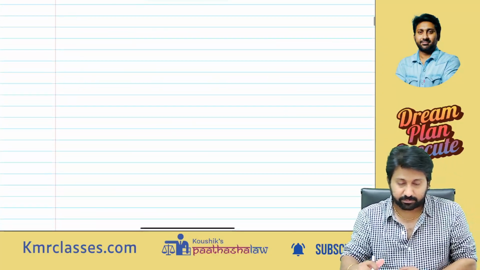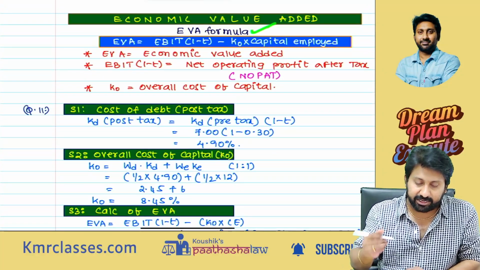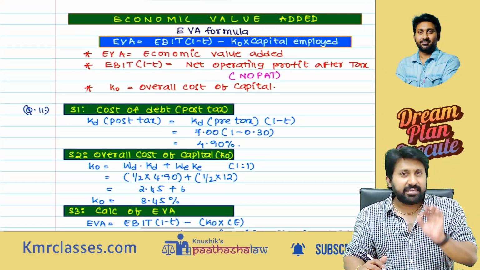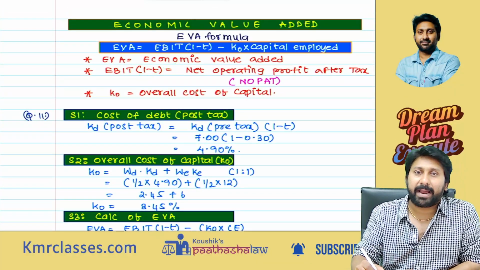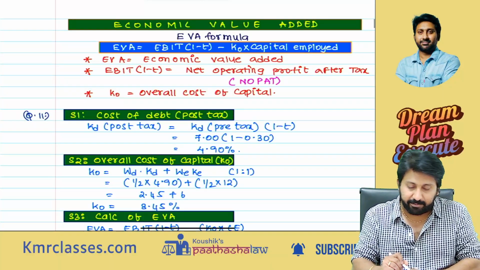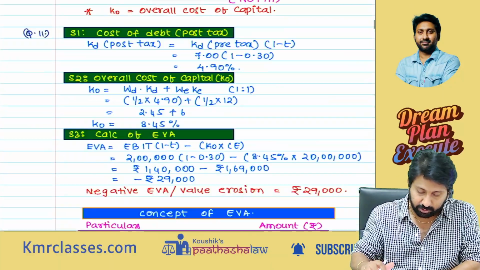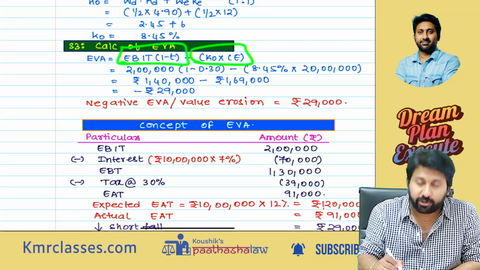Next, pause the video and see if you want. Next one is the EVA formula. EVA is nothing but EBIT into 1 minus T, also called NOPAT, net operating profit after tax, minus Ko into capital employed. So the main formula you have to remember is EBIT into 1 minus T minus Ko into capital employed.